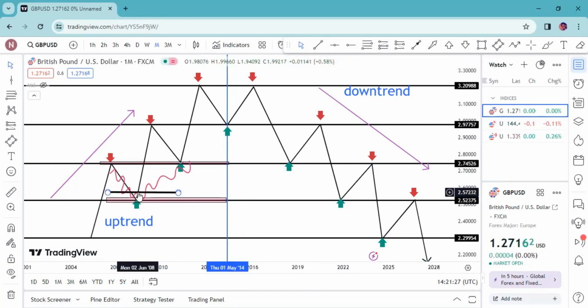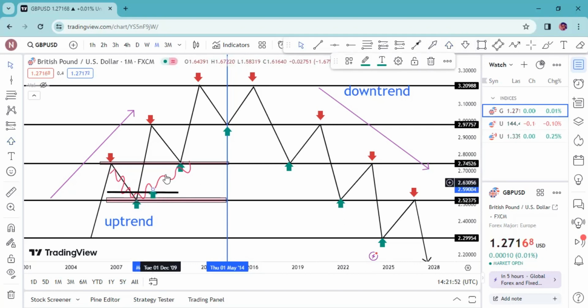A double bottom, with a straight line on the neckline of the double bottom. And I will not just take the trade immediately. I will wait for the market to break that neckline and retest. Now I will take my trade here. This is where I will take my buys.